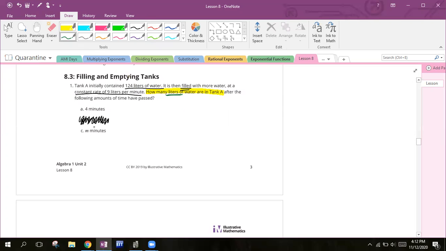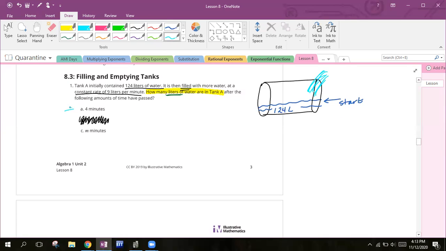Okay, so it says 4, so let me draw you a little picture here. So we have this tank. Beautiful. Okay, and there's already 124 liters of water in it. Okay, so this is where we start. That's how much starts out in the tank. Okay, so in this problem, when the timer starts, the water is being added on top of the water that's already in there.